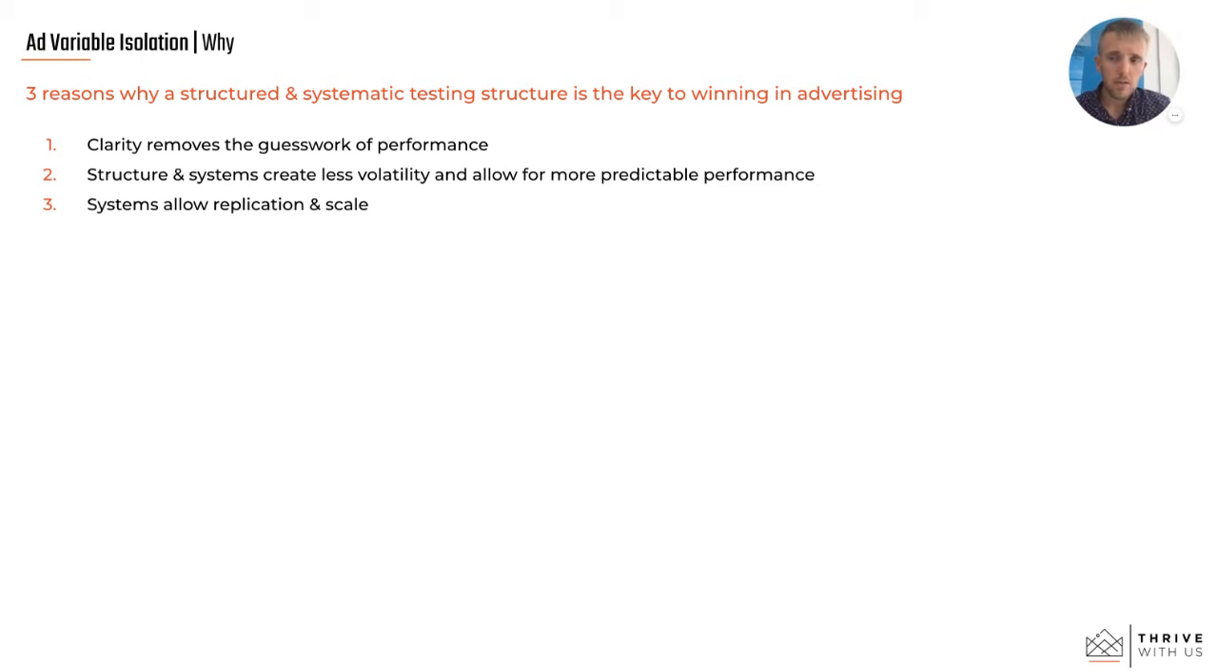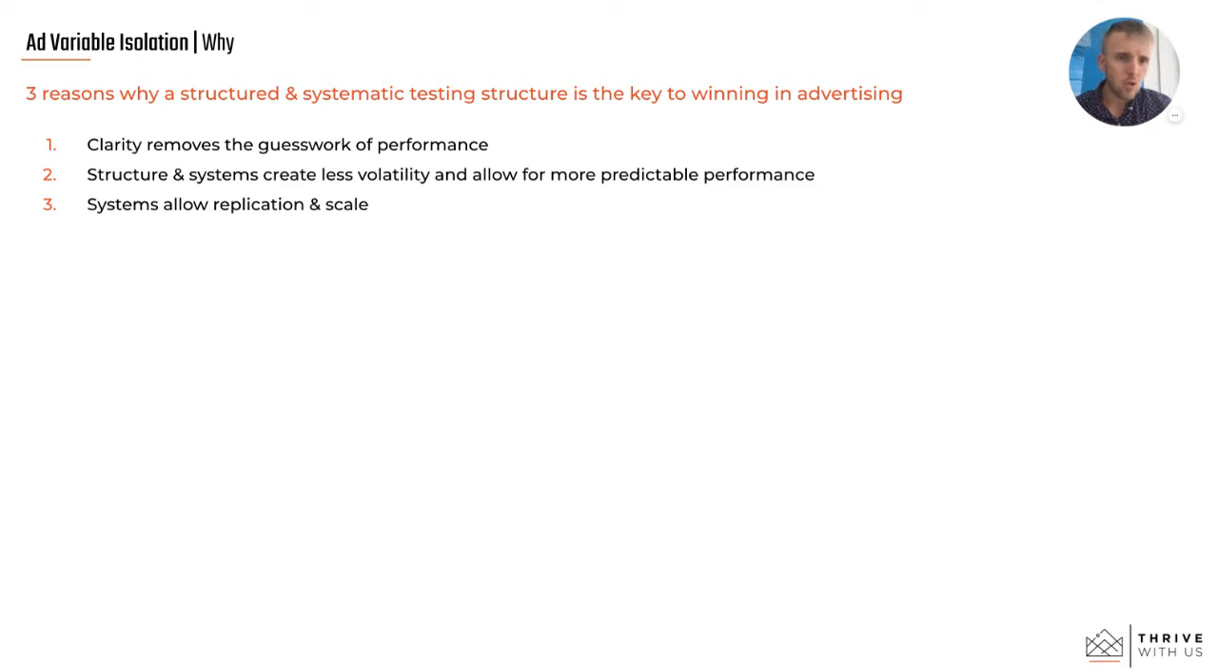So there's really 3 reasons why you want to implement the ad variable isolation method into your Facebook ad account and how you're media buying. Number 1, clarity removes the guesswork of performance. Number 2, structure and systems create less volatility and more predictable performance. And number 3, systems allow replication and scale.